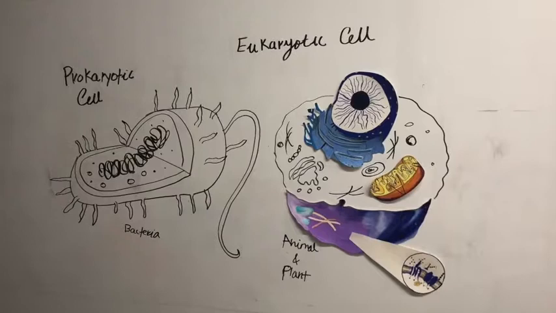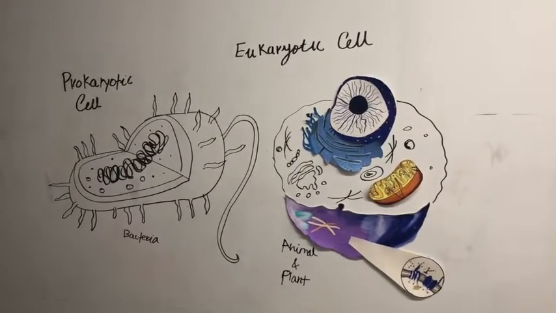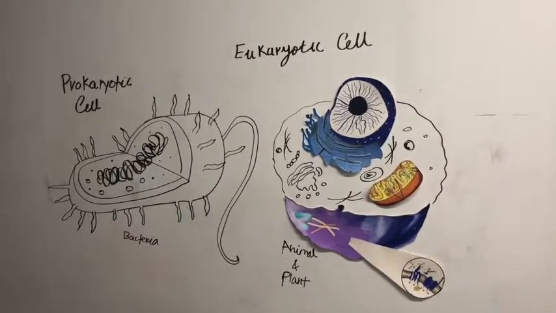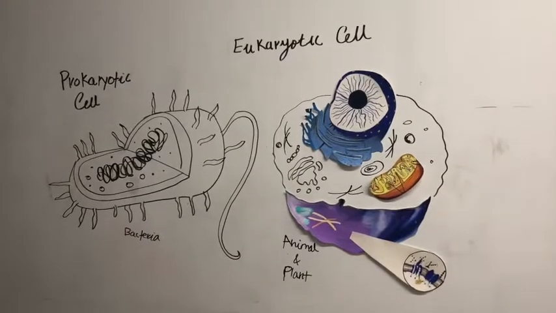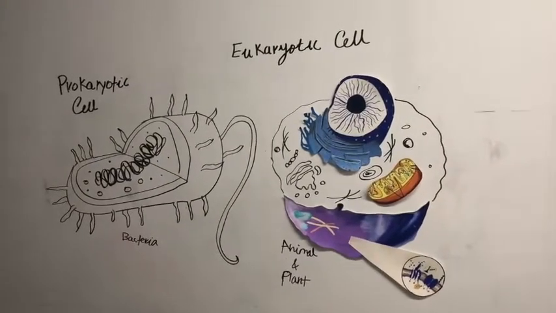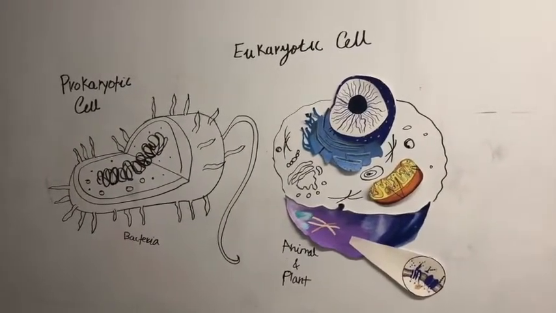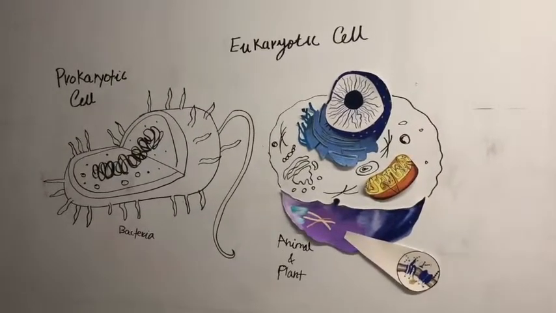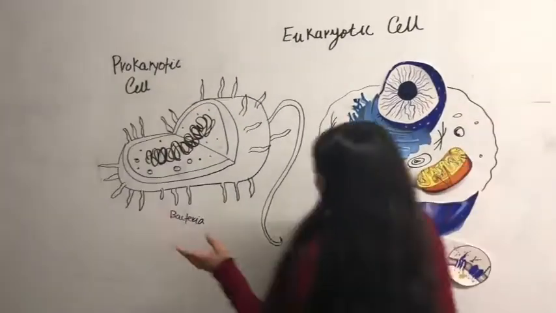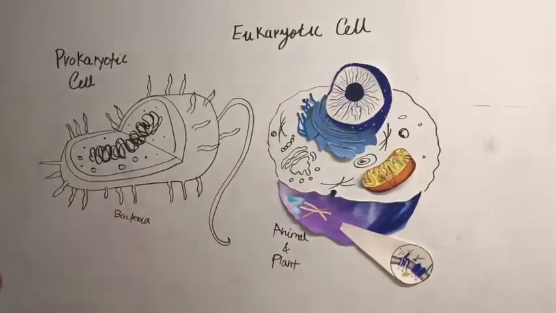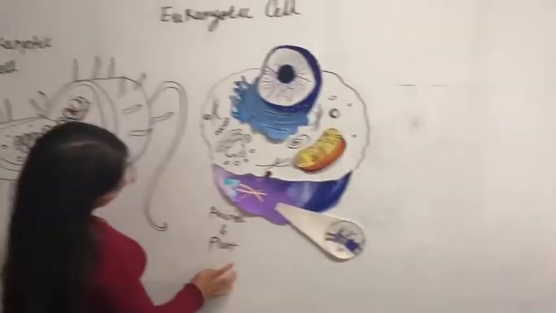Cells are the basic unit of all living organisms. Organisms can be either unicellular or multicellular. Cells can be eukaryotic or prokaryotic. The difference between them is that prokaryotic cells lack organelles. Prokaryotic cells include bacteria, and eukaryotic cells include animal and plant cells.